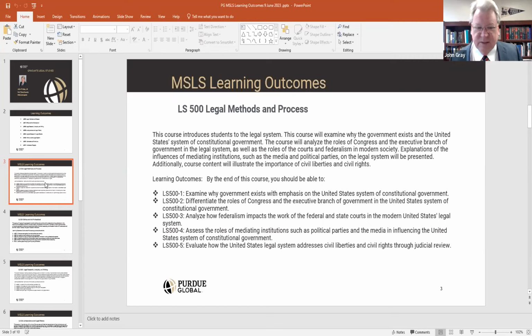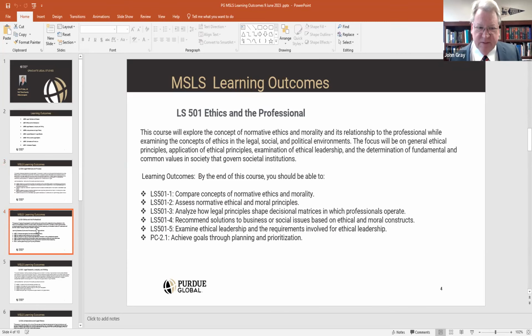You'll be able to analyze how federalism impacts the work of the federal and state courts in modern U.S. legal system situations. You'll be able to assess the roles of mediating institutions such as political parties and the media in influencing the U.S. system of constitutional government. And you'll be able to evaluate how the U.S. legal system addresses civil liberties and civil rights through judicial review. And so this is a great foundational course, LS 500, Legal Methods and Process.